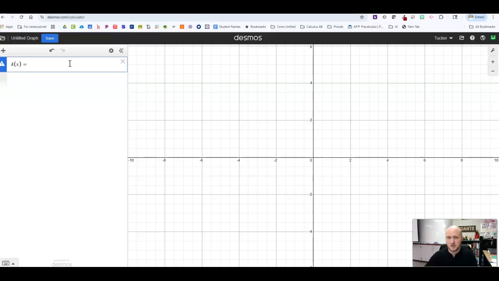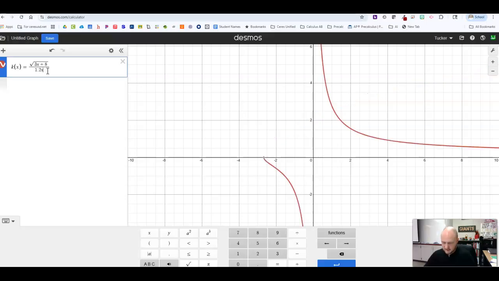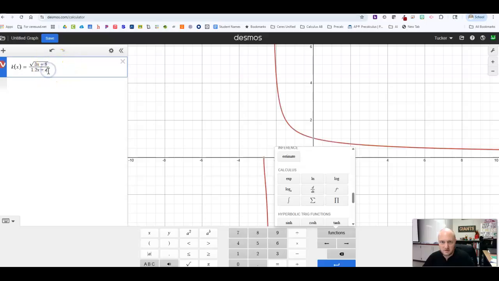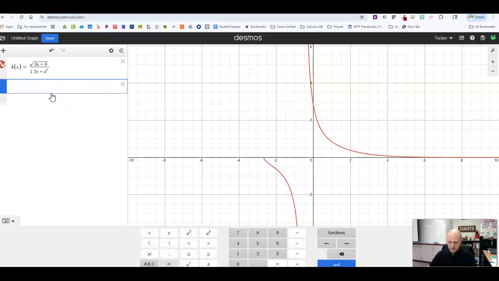Equals, it's a rational function, so I'll hit my divide button to get a fraction, and the numerator is the square root of 3x plus 8. And in the denominator, we had 1.2x plus e to the x. So again, e to the x, you can go down here into functions and find exp, or you can just literally type in the function e to the power of x, okay? And it'll graph your function. Pretty cool, right?